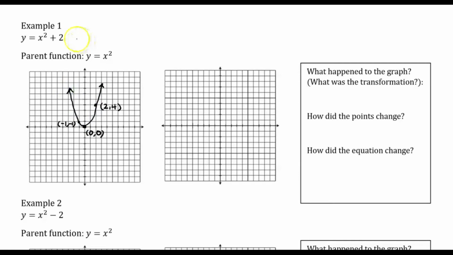So the equation that we have here is y is equal to x squared plus 2. And if I were to graph y is equal to x squared plus 2, what I would see would be a graph that went through these points here.